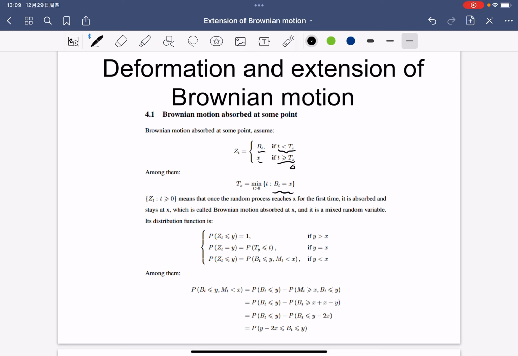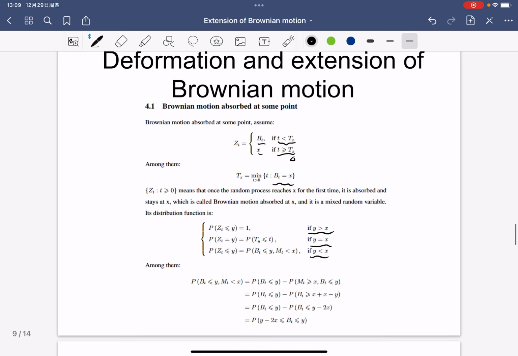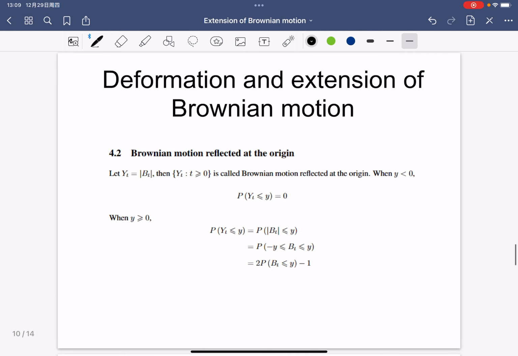Its distribution function is, for y, if y is greater than x, equal to x, and less than x. Among them, you can see the probability is the Brownian motion observed at some point. Next, we study the Brownian motion reflected at a region.